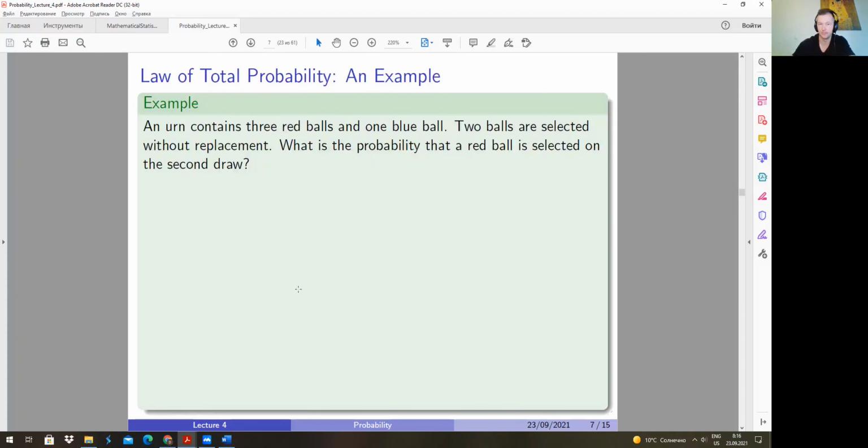And so we will have an example to apply this law of total probability. An urn contains 3 red balls and 1 blue ball, and as in the previous example, 2 balls are selected without replacement. What is the probability that a red ball is selected on the second draw? Try to think yourself, try to apply this law of total probability, and then we will discuss.